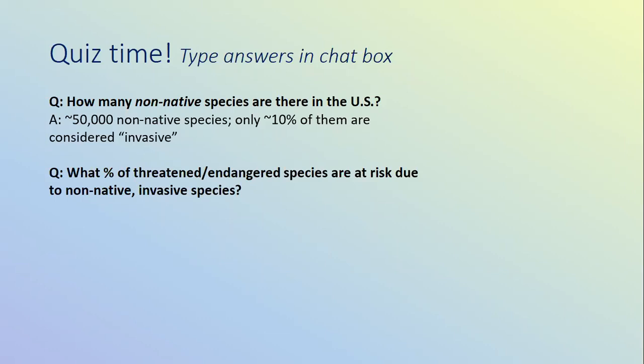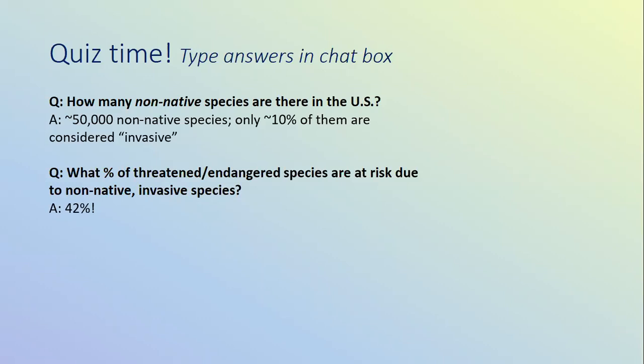Question number 2. What percentage of our endangered and threatened species are at risk primarily due to non-native and invasive species? Any guesses? You can just throw them in the chat box there. 20%, 98%. Some good guesses. So the answer is actually 42%. So almost half of our threatened and endangered species that we have here in the United States are at risk primarily due to invasive species.